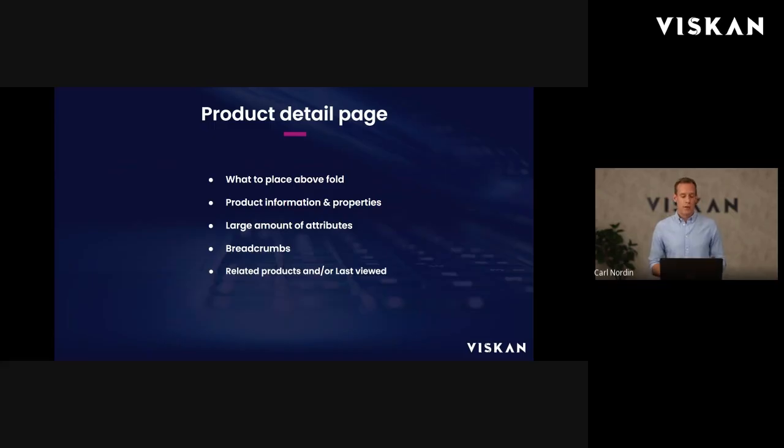Last but not least, let's talk about the product detail page. Again, think about what we can do when we talk about above the fold, what to place there. How can we work with the product information and the properties your products have? How do we handle products with a large amount of attributes? A quick reminder about breadcrumbs, of course, and how we can work with related products and last viewed products.